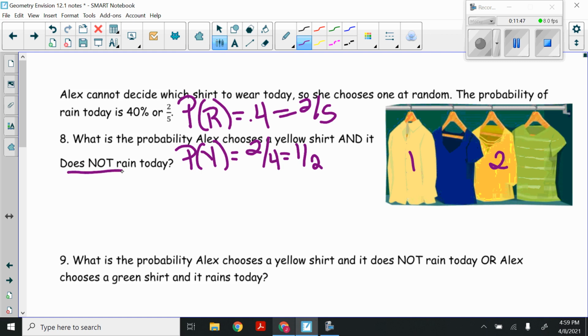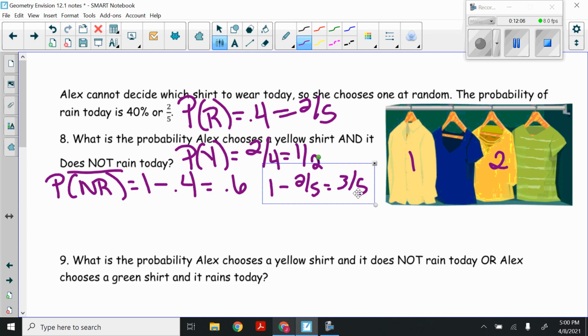And it says does not rain, so the probability of no rain is going to equal 1 minus the probability that it rains, 0.4, which gives me 0.6. Or 1 minus 2/5, which gets me 3/5.